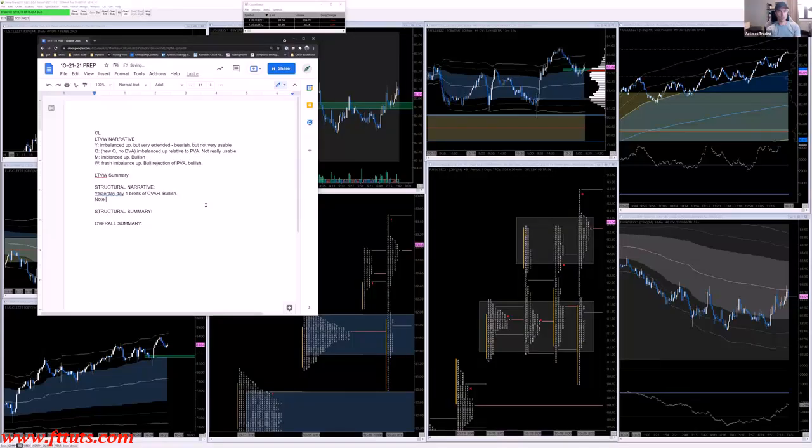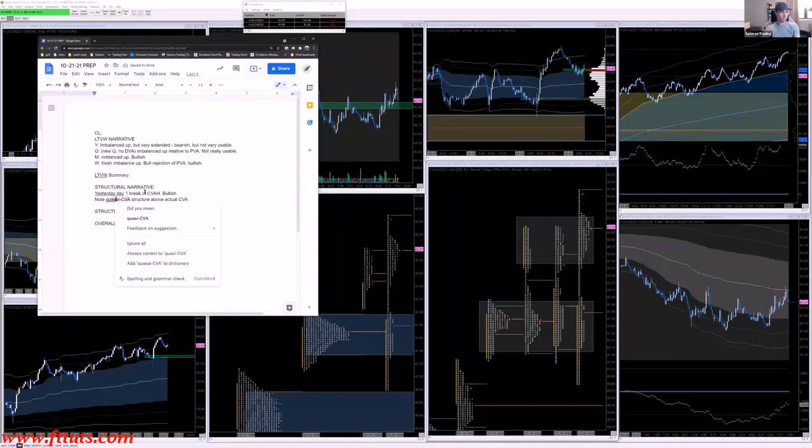Note quasi CVA structure above actual CVA. Is that not how you spell quasi? Q-U-A-S-I. Oh, quasi.